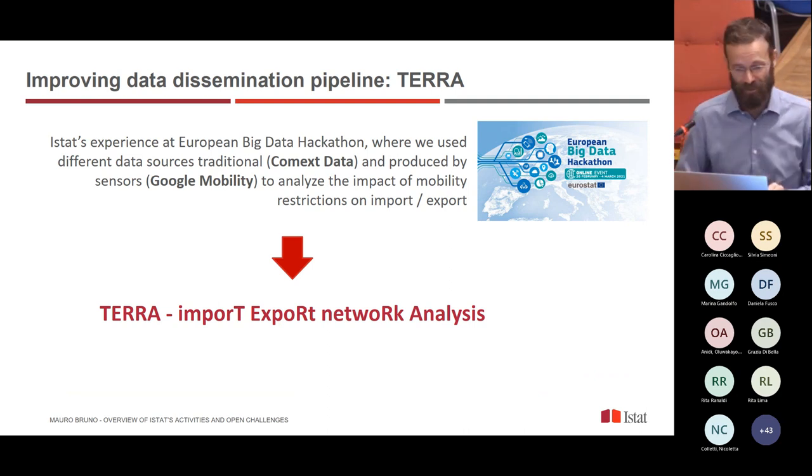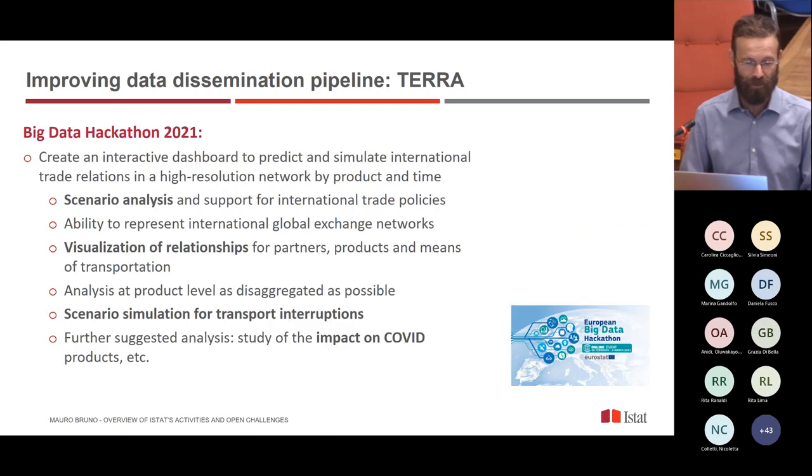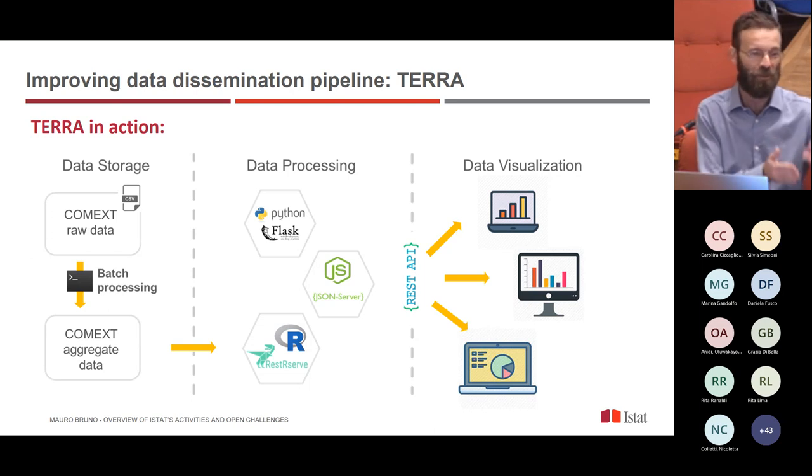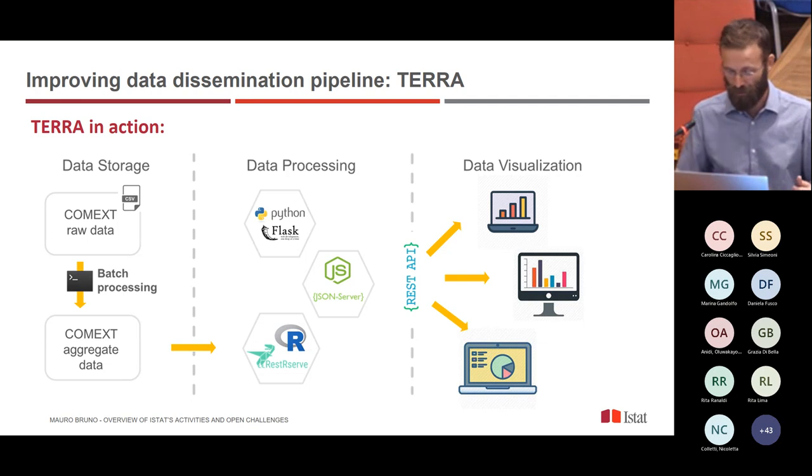It's called Terra, Import-Export Network Analysis. It started as a prototype during the Big Data Hackathon in 2021. We produced good results. Our top management said we could invest a little bit further on this. And now I hope that by the end of December, it will be available to all our respondents. For me it is super important because it has a modern data processing pipeline, but we also invest in the data visualization part, so new methods to disseminate data to our respondents.